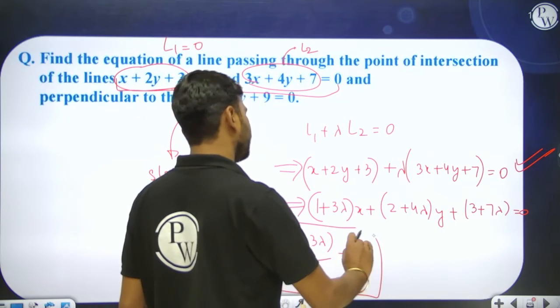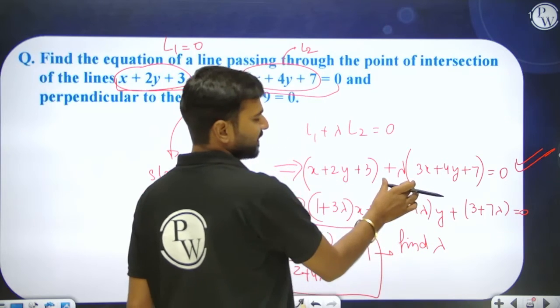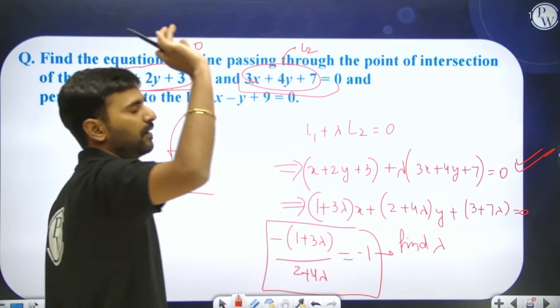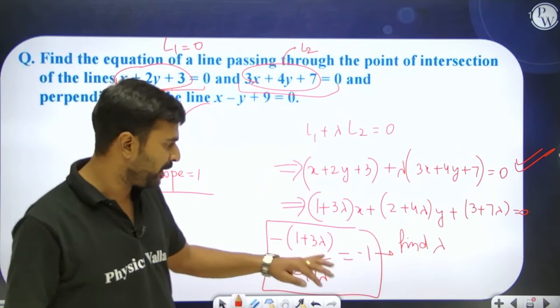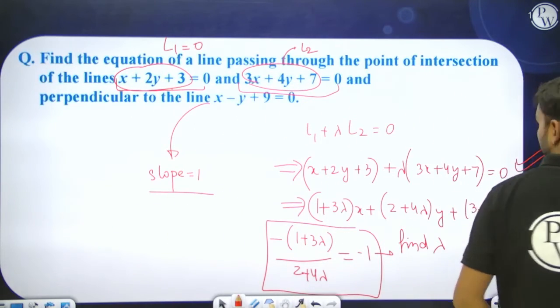From here we can find the value of λ and put it over here to get the straight line. That will be required. The moment you get the value of λ from here and put it over here, what you will get is nothing but the required straight line.